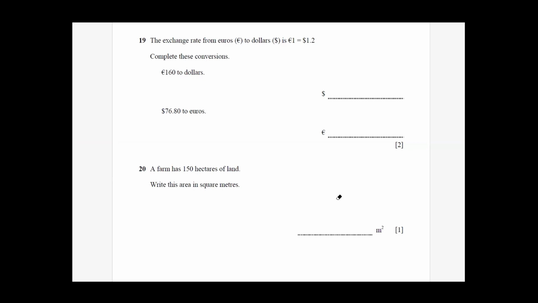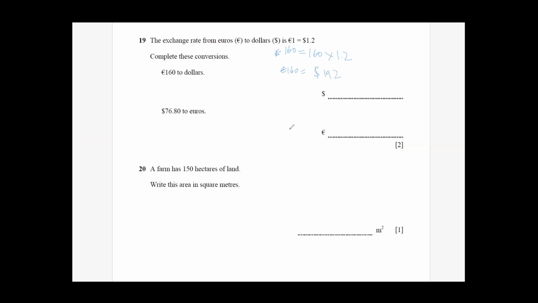That is 192. Yes. How we need to do it? We need to multiply straightforwardly. That means euro 1 is equal to dollar 1.2. For 160, you need to multiply both sides by 160. 160 times 1.2 gives us 192. So euros 160 is equal to dollars 192.